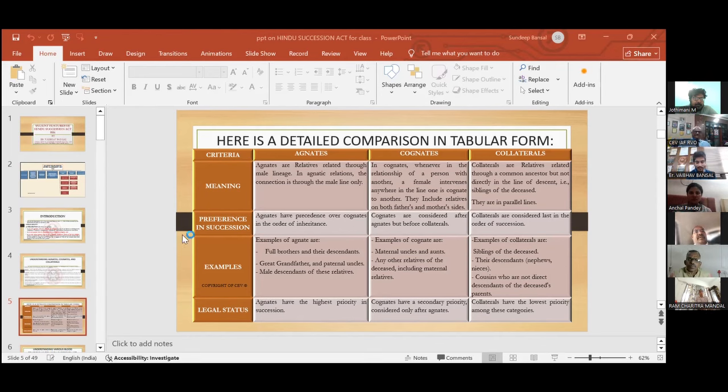So here is a detailed comparison in tabular form. Now the meaning of agnates. Agnates are relatives related through male lineage. In agnatic relations, the connection is through the male line only. In cognates, whenever in the relationship of a person with another, a female intervenes anywhere in the line, one is cognate to another. They include relatives on both the father's and mother's side. In agnates, we are not concerned with mother's side relatives.